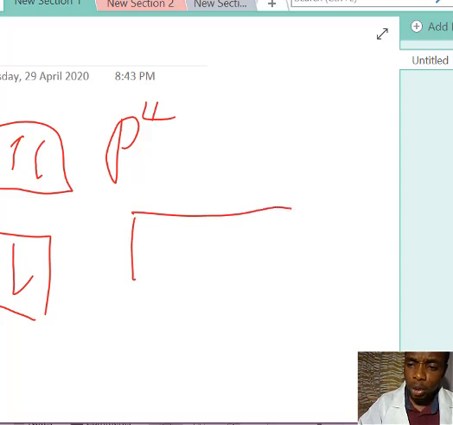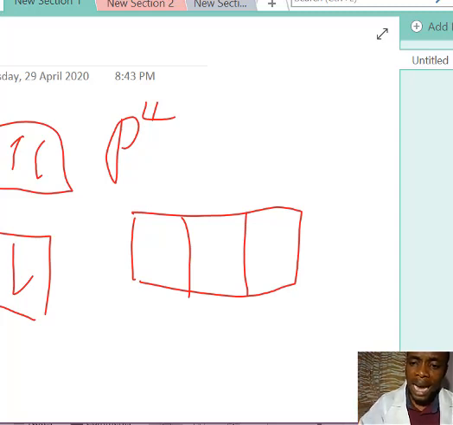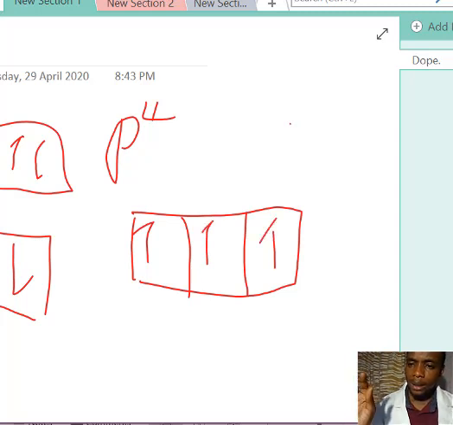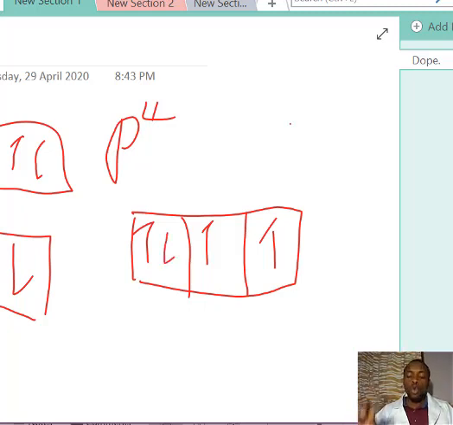If this electron is to be distributed in the p orbitals, we said we have 3 p orbitals. The electron will enter singly first. 1, 1. Then we have one more electron. That makes it 4. So it will enter singly first before pairing.